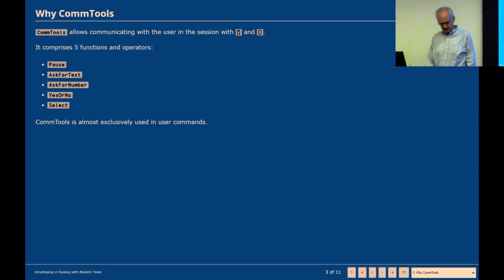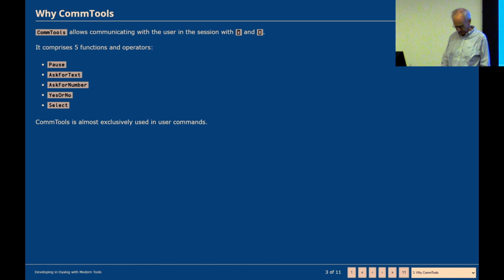CommTools is a very simple project. It just communicates with the user via quote-quad and quad. It comprises 5 functions and operators. The function pause prints a message to the session and forces the user to press enter before she can continue. The operators ask for task and ask for number. Well, they do what the name suggests, and so does the function yes or no. Select prints a list to the session and allows the user to select a single item, and you can specify a parameter to allow multiple items, and that's all there is.